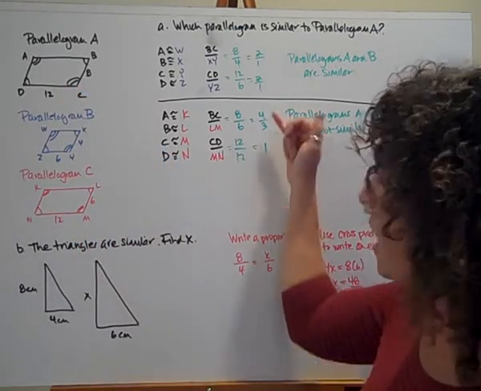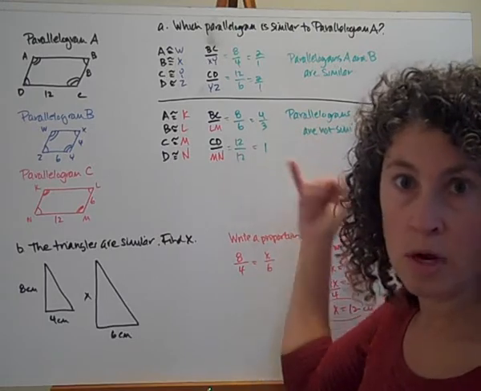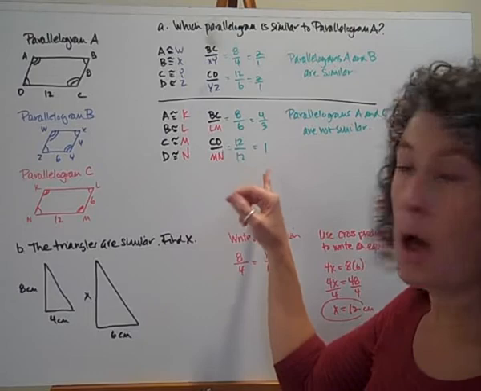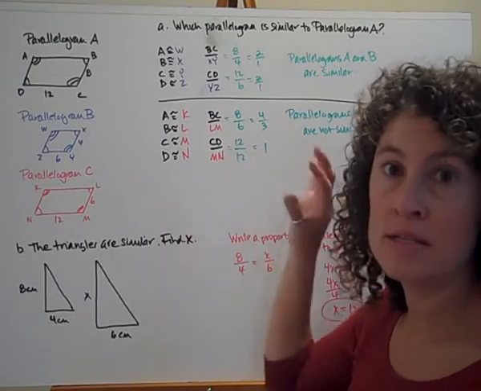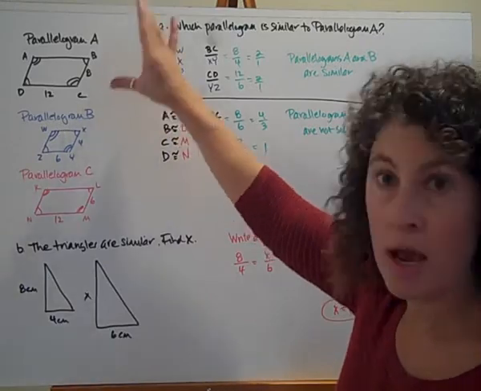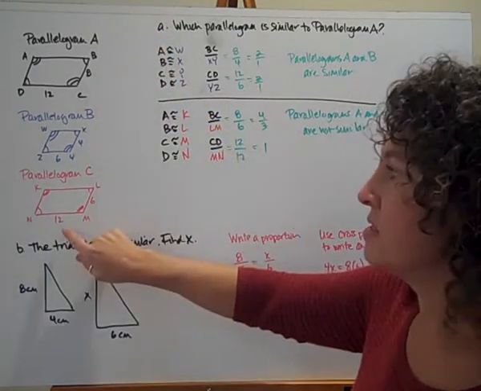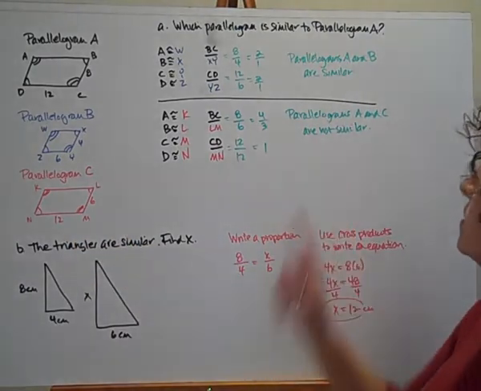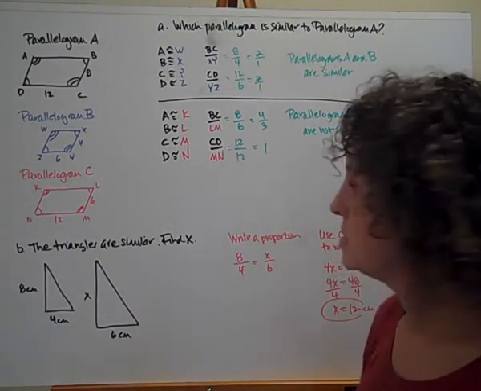So I don't have two ratios that are the same as each other, which is what I should get. So because these are not the same, these are not similar. I can't take this one, put it on a copy machine, and reduce or enlarge it, and get this parallelogram here. So they're not similar. So parallelograms A and C are not similar.